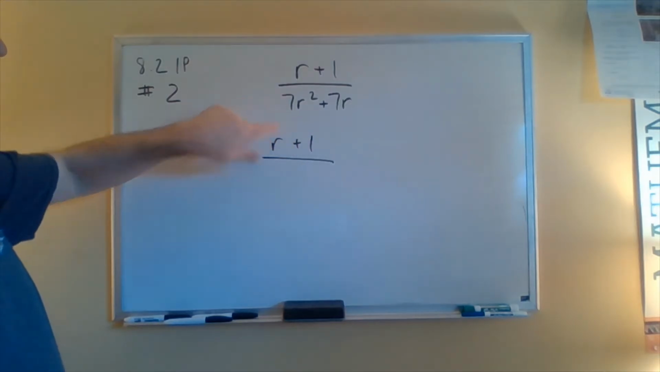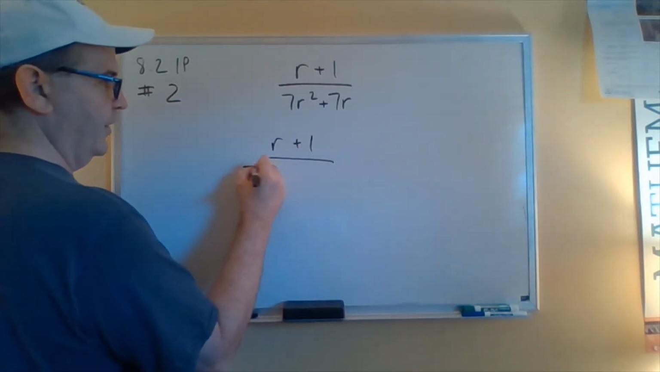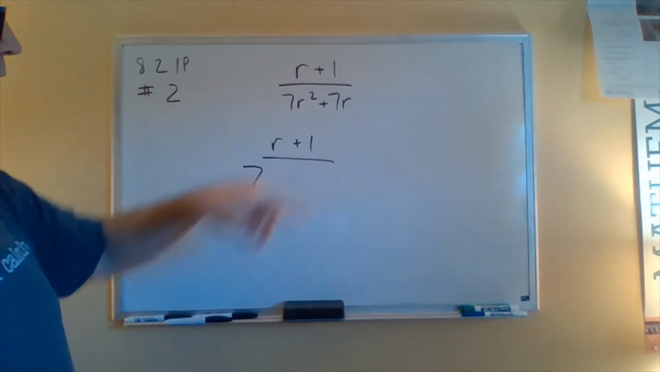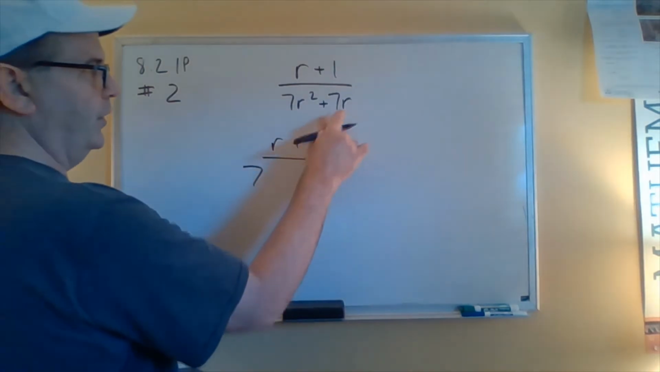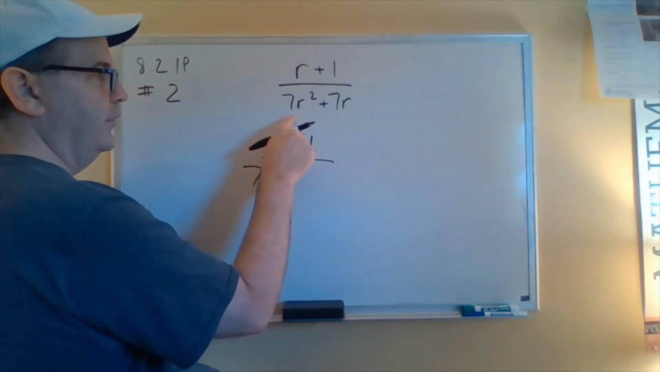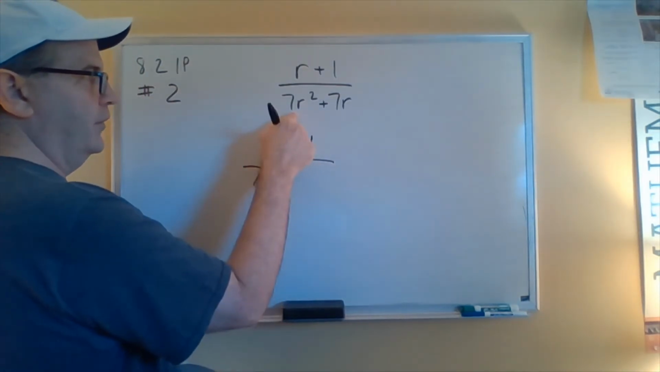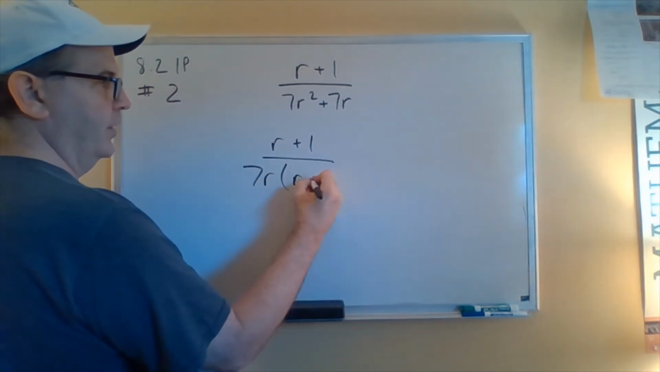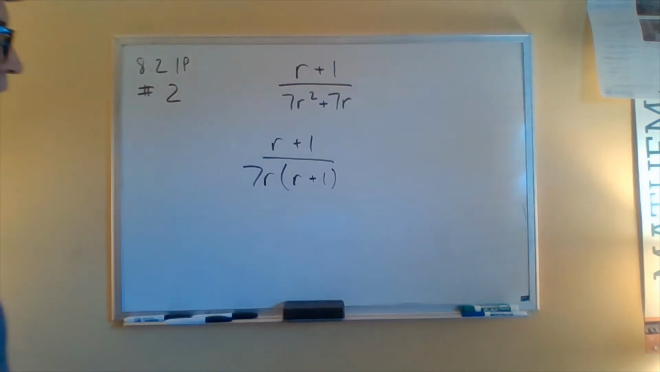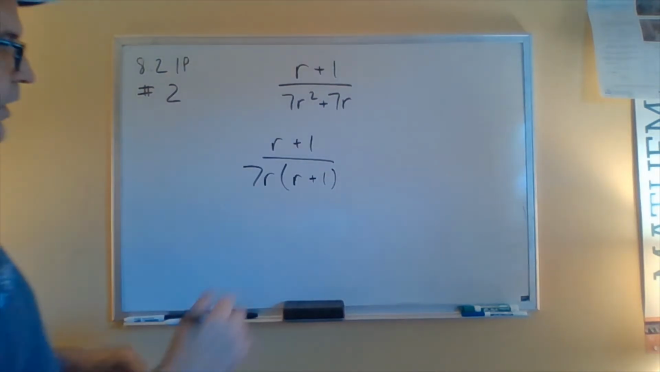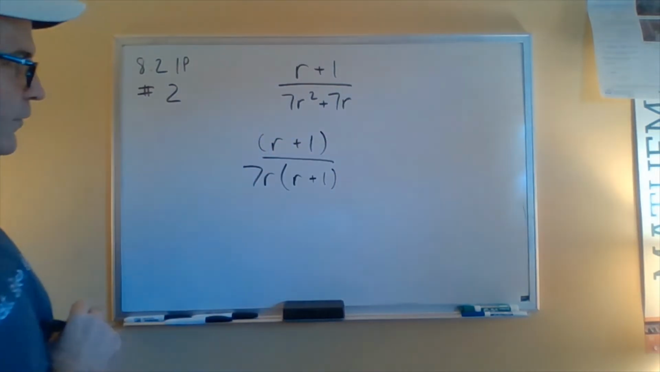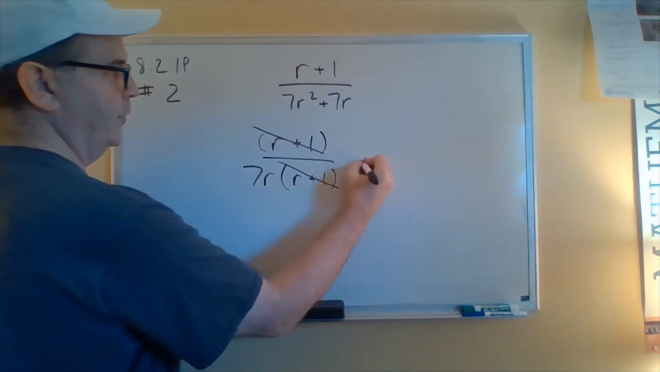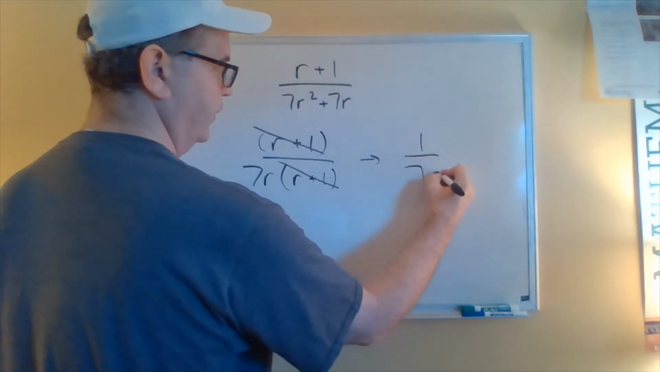Well, if we look at our coefficients 7 and 7, the greatest common factor there would be 7. R squared and r, the greatest common factor of our variables there, we pull out the smallest one, which would be r. So when I pull a 7r out of 7r squared, that leaves me with an r. And of course, 7r divided by 7r is just 1. So now I get r plus 1 over r plus 1. If I put parentheses around that, I've got a nice little group that I can cancel out there. So my answer becomes 1 over 7r.